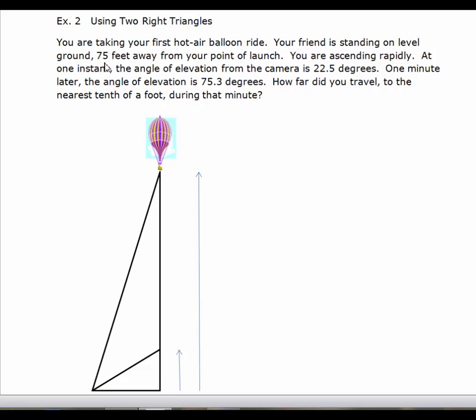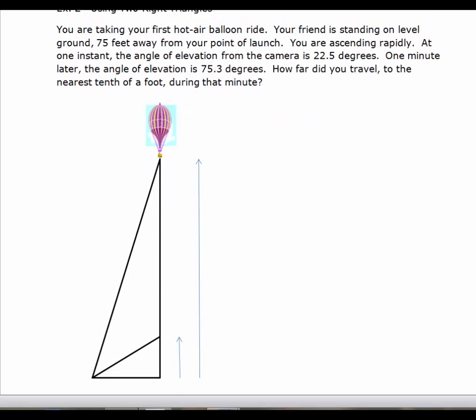You're taking your first hot air balloon ride, and your friend is standing on level ground 75 feet away from your launch point. You're ascending rapidly. At one instant, the angle of elevation from the camera is 22.5 degrees. 1 minute later, the angle of elevation is 75.3 degrees. How far did you travel to the nearest tenth of a foot during that minute?